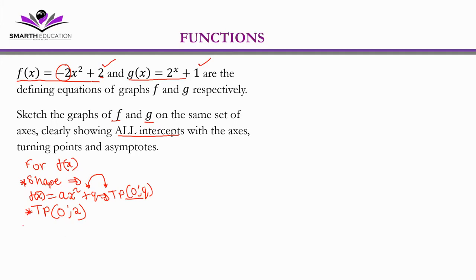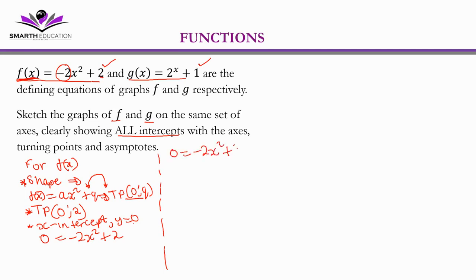Right, we need the x-intercept. At the x-intercept, you know that y is equal to 0. Along the x-axis, y is equal to 0. Where there's y, we put 0. So we're going to put 0 where there's f of x. So it's going to be 0 is equal to -2 x squared plus 2.